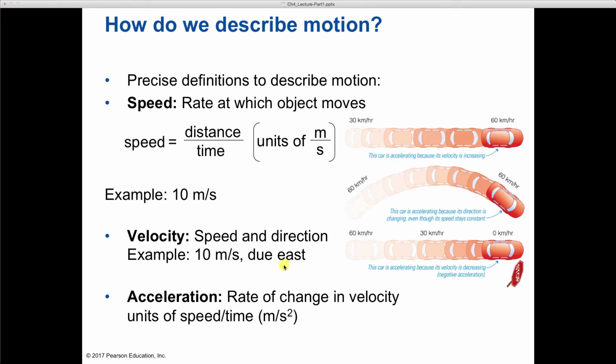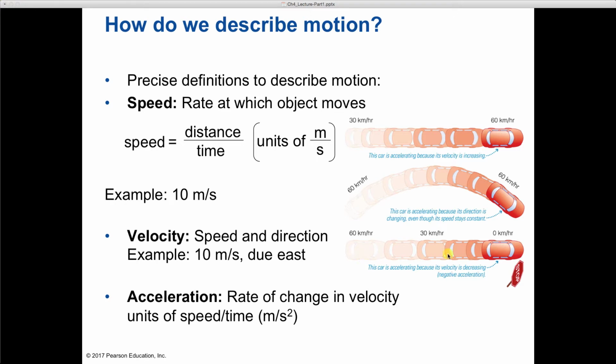And then acceleration is how that velocity is changing. It's a change in velocity. And since velocity includes speed and direction, you could have one or the other or both of those things changing, and you would have an acceleration. For example, in this first little image here, we have a car traveling in a straight line, and it is accelerating because the speed is changing, going from 30 kilometers per hour to 60 kilometers per hour. So that is an acceleration.